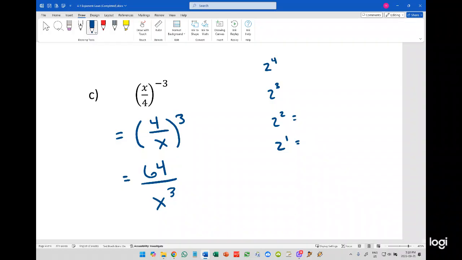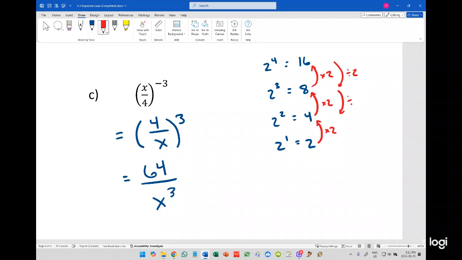I'll just do it this way. And I think you'll see that the answers to these are 2, 4, 8, and 16. So what happens each time is that every time my exponent goes up by 1, I multiply by 2, which makes complete sense. But likewise, that means every time I go down by 1, it divides by 2. 16 divided by 2 is 8. 8 divided by 2 is 4. 4 divided by 2 is 2.